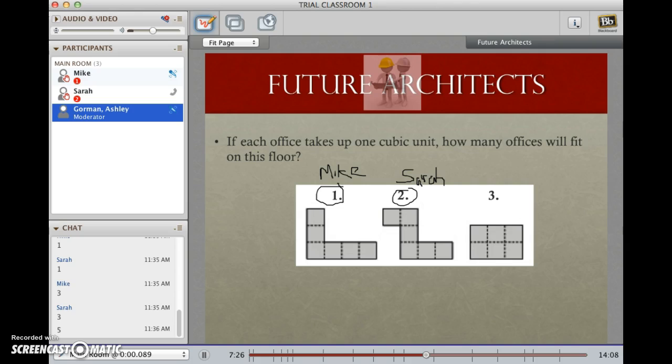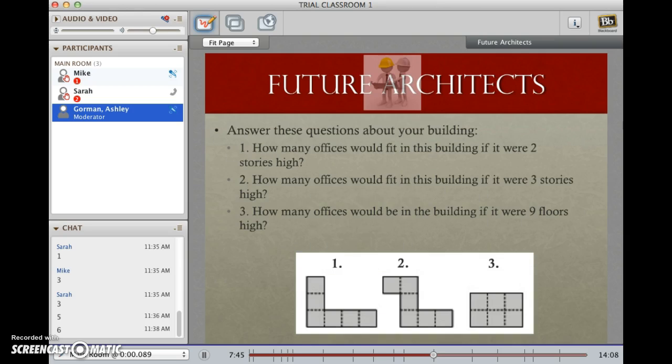What is 6? Oh, what is 6? Jeopardy style. 6 is right. Sarah, go ahead and type in how many you have. She's got 6 as well. Beautiful. All right, so they've decided now that we want to make this building a little bit taller.